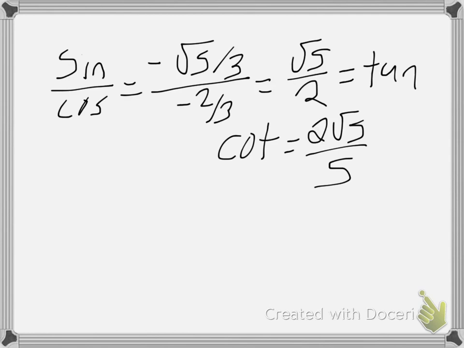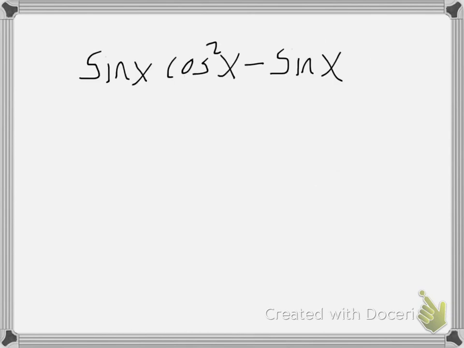Now, something else that we're going to do is simplifying some of these expressions. We want to take a look at this and use all those different identities to see what can I do. Well, I have a sine of x here and I have a sine of x here. That tells me that I'm going to be doing some factoring. So let's do sine of x times cosine squared of x minus 1.